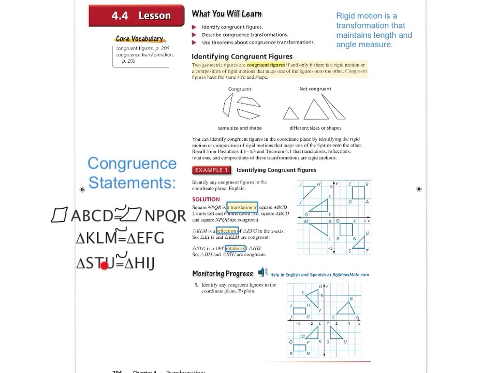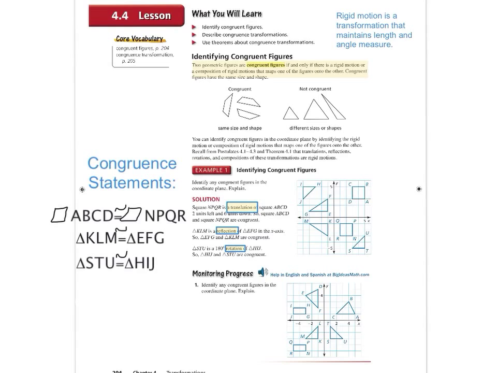Then the final transformation is triangle STU congruent to triangle HIJ, and the transformation was a 180-degree rotation, and this is in relationship to the origin. For rotations, your origin is your center of rotation that we learned about in 4.3.